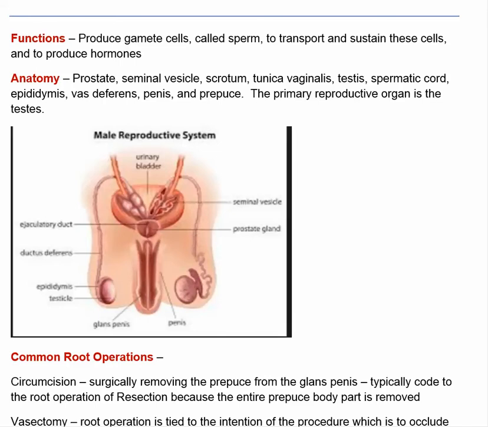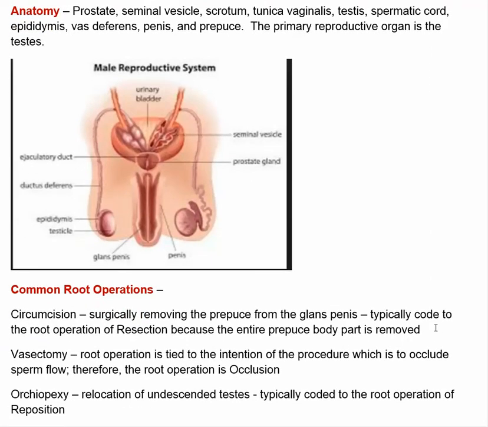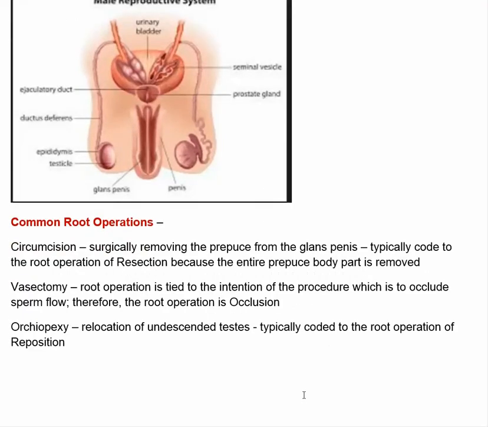And anatomically, most males are born with two of them. So from a coding standpoint, if we look at the common root operations, they obviously would relate to the organs of this particular system. Some of the common root operations include circumcision, vasectomy, which are typically, vasectomy specifically, are typically coded to the root operation of occlusion.